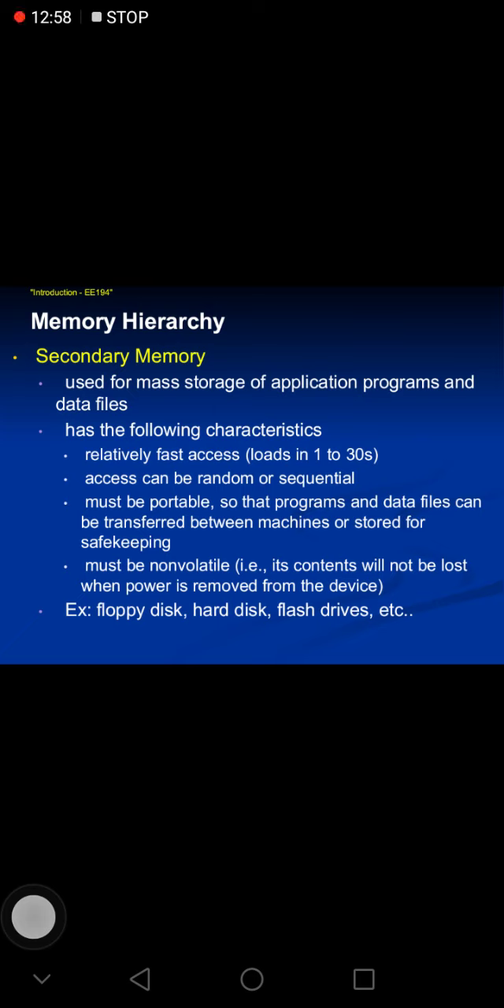Okay. So secondary memory naman is used for mass storage of application programs and data files, no. Ito naman yung mga memories na dito natin sino-stored yung mga programs that require a lot of size, no. So it has the following characteristics. So basahin na lang din natin yun siya. So examples nito are floppy disk, hard disk, and flash drives. Okay?